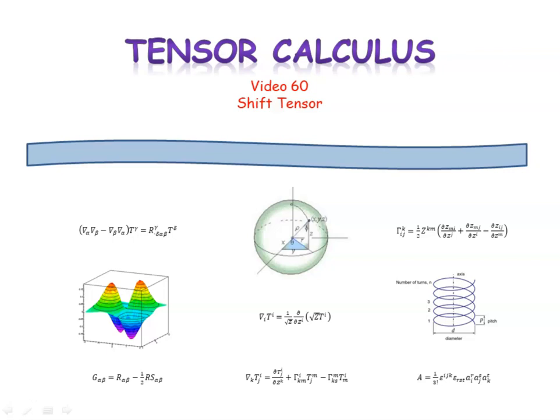Welcome to video 60 in our series on tensor calculus. In this video, we're going to introduce the shift tensor, which is an object that is new and unique to submanifolds. As the name implies, the shift tensor will give us a convenient way of shifting back and forth between the surface and ambient perspectives.